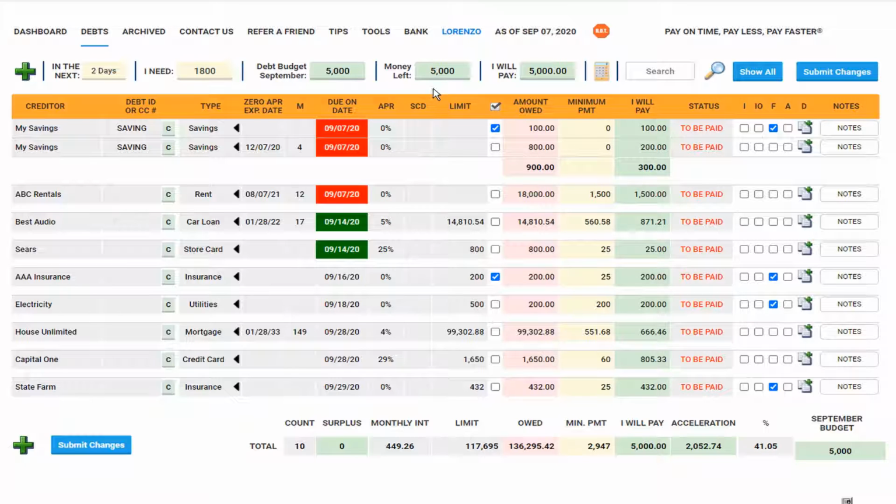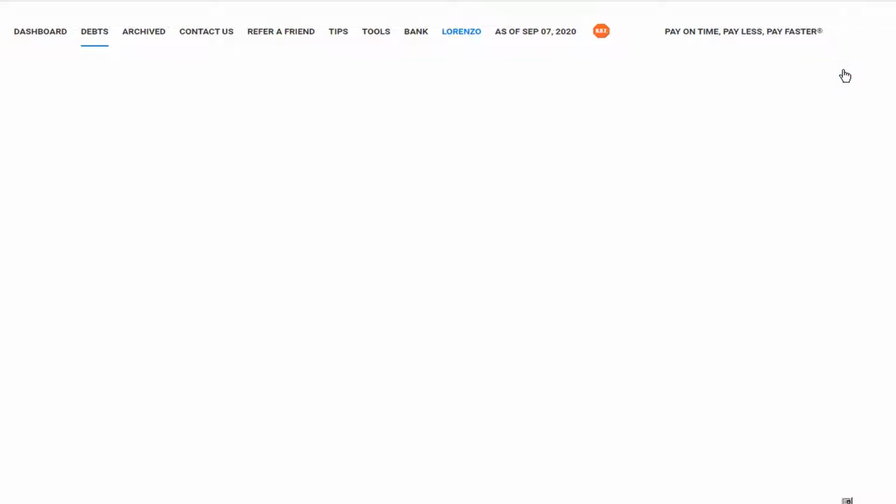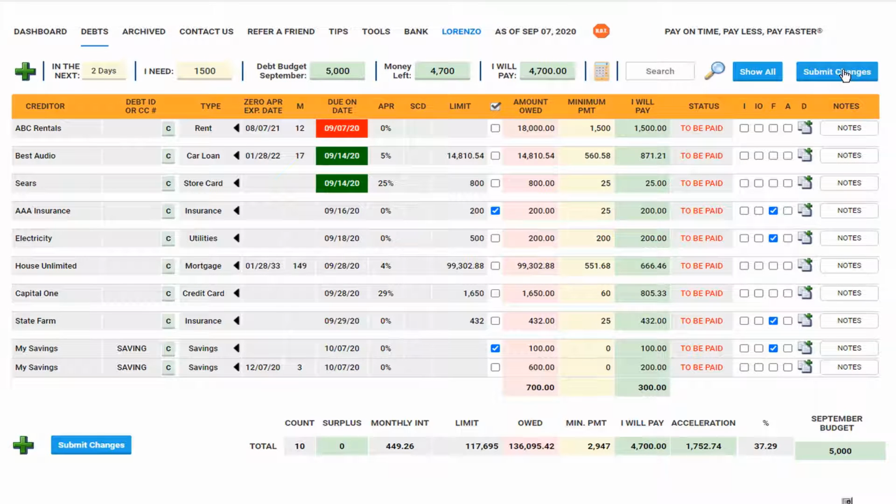So when we pay something, for example, let's say that we pay these two debts, which are the savings. We're going to pay these two, and I'm going to click Submit Changes. What happens is now the savings are for October, as you can see here automatically, but the money left is $4,700, which is what it should be, because we paid $300 of the $5,000 we had originally, so now we have $4,700 left, and this is the money left for September.